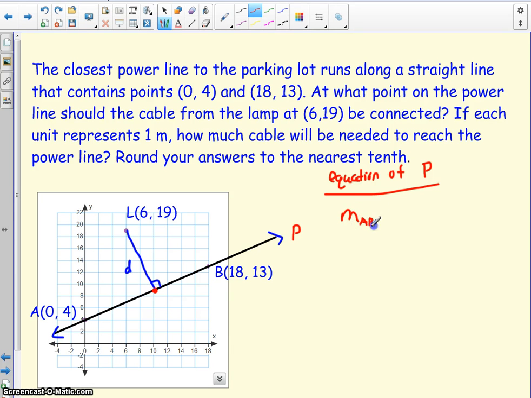The slope of AB will be 13 minus 4, y2 minus y1, over 18 minus 0, x2 minus x1. So I wind up with 13 minus 4 is 9 over 18, which is a slope of 1 over 2.